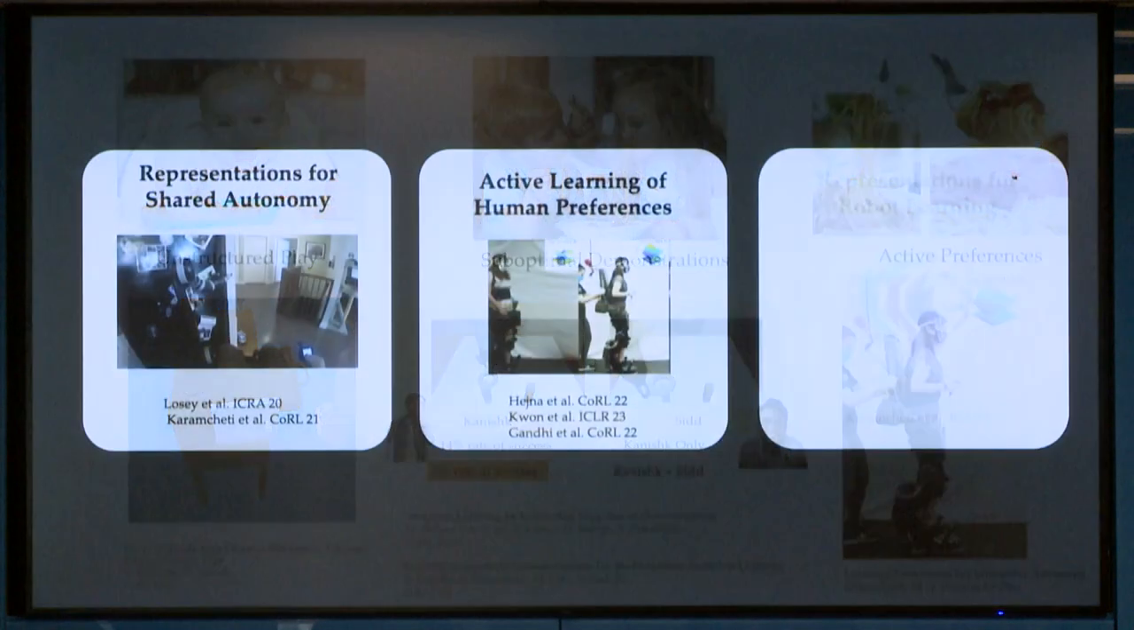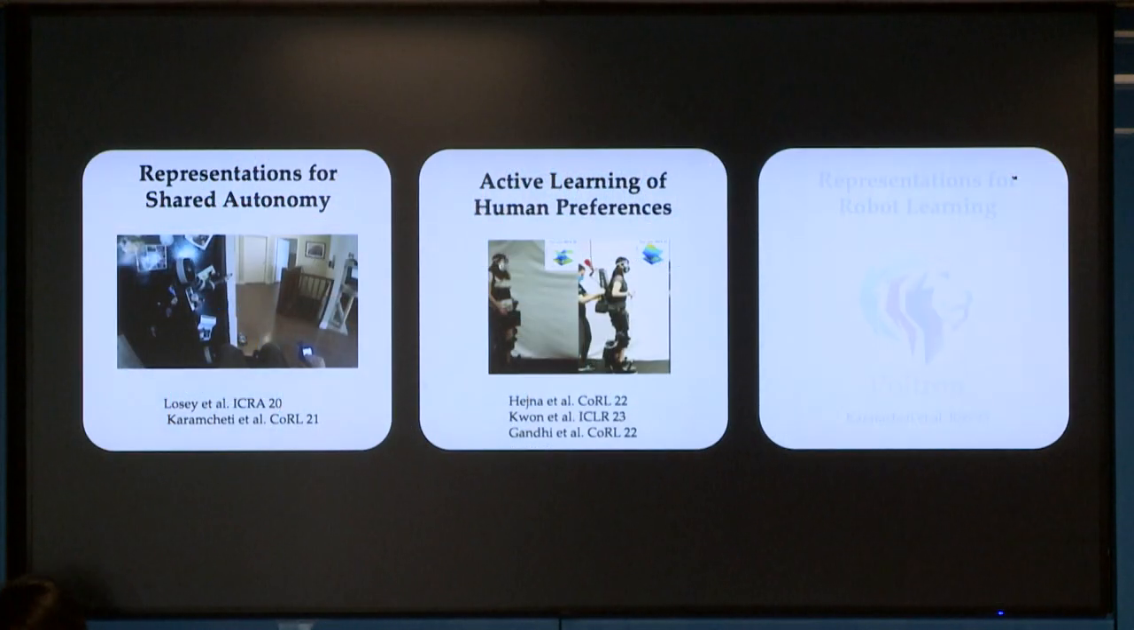So let me talk a little bit about this idea of how we could learn from some of these other sources of data, specifically how we could actively go after the right type of data that is useful for us to learn something meaningful for the robot, to capture human preferences, to capture what it is that people are after.